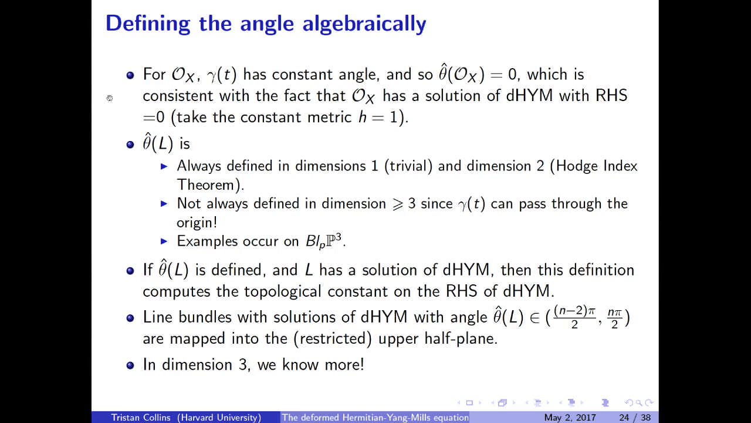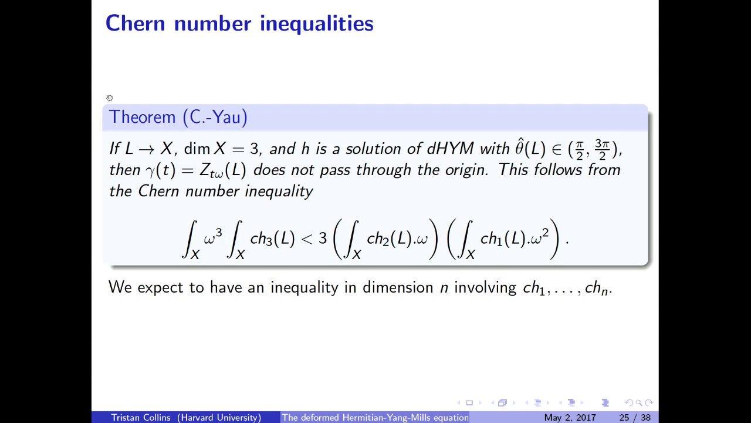Okay, so I want to say one more thing, which is that in dimension 3 we know quite a bit more. So in dimension 3 we can prove a Chern number inequality. So in particular we can prove that if you have a line bundle over a Calabi-Yau or over some Kähler threefold with a solution of deformed Hermitian Yang-Mills in this large angle case, then actually this path never passes through the origin. And this follows from a Chern number inequality. So you solve the equation, and then you use the equation to prove a Chern number inequality like this.